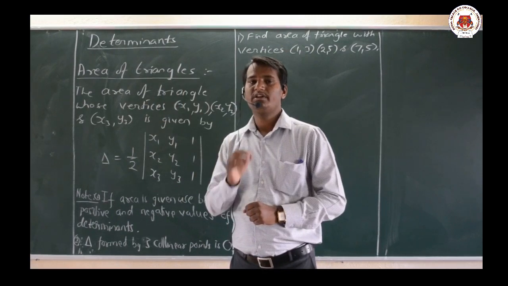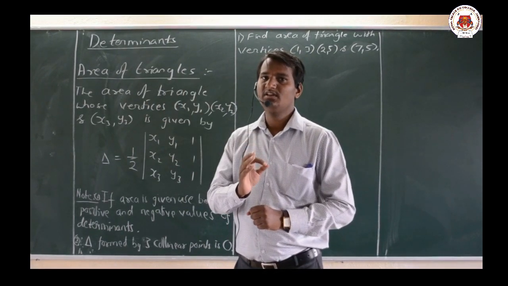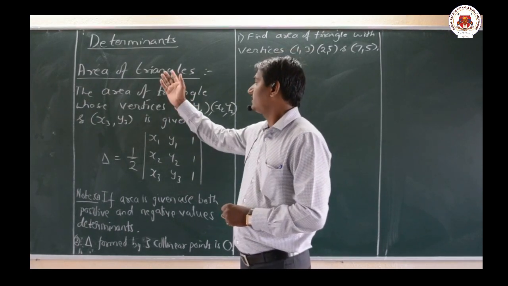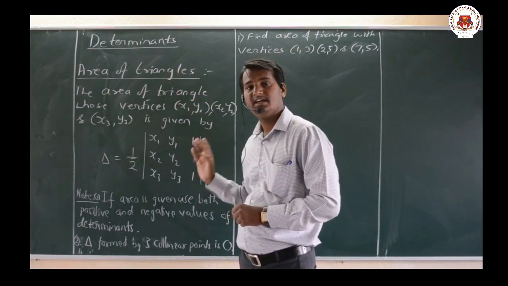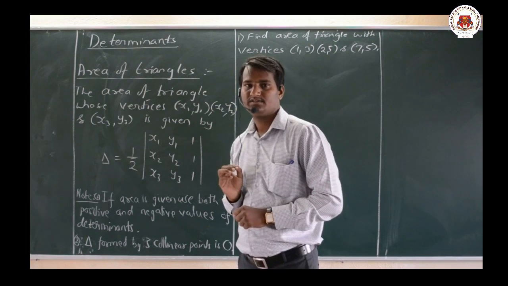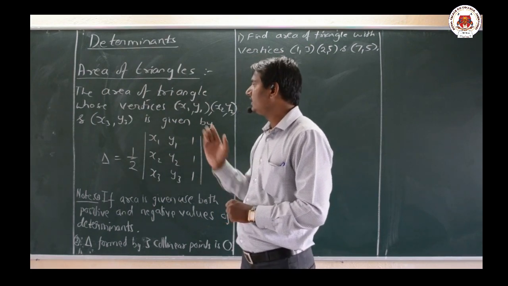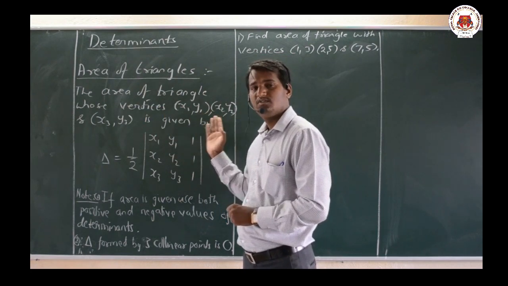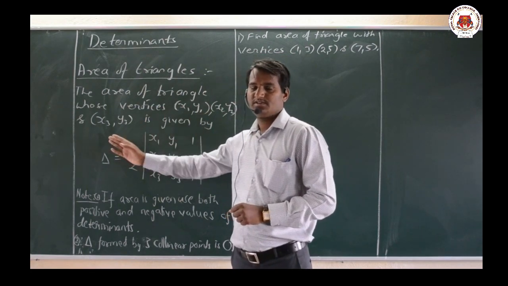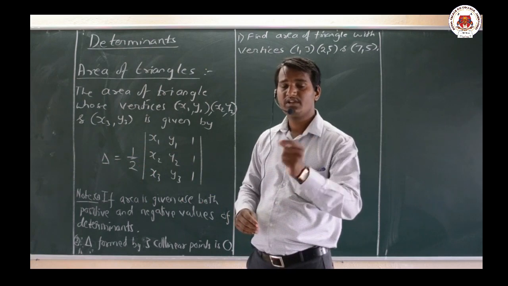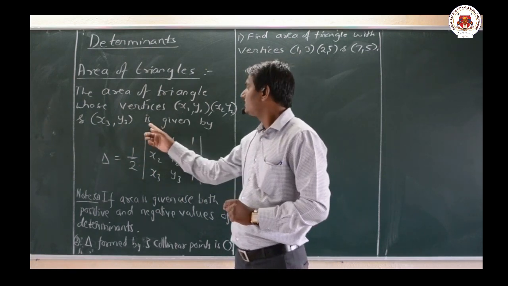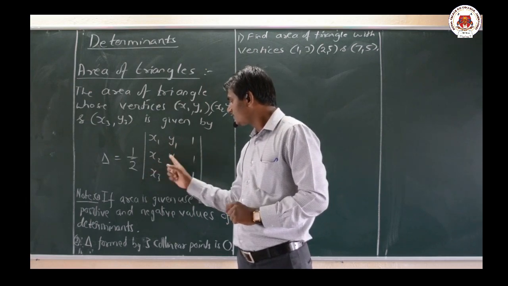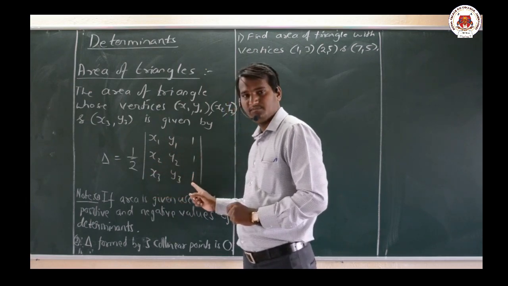Area of the triangle you have already done in the 10th standard, where we made a simple formula. The same thing, the area of the triangle, I can solve using a formula. Let us see how. The area of the triangle whose vertices are (x1, y1), (x2, y2) and (x3, y3), since obviously for the area of a triangle we require 3 vertices, is given by the determinant of half into x1, y1, 1; x2, y2, 1; x3, y3, 1.